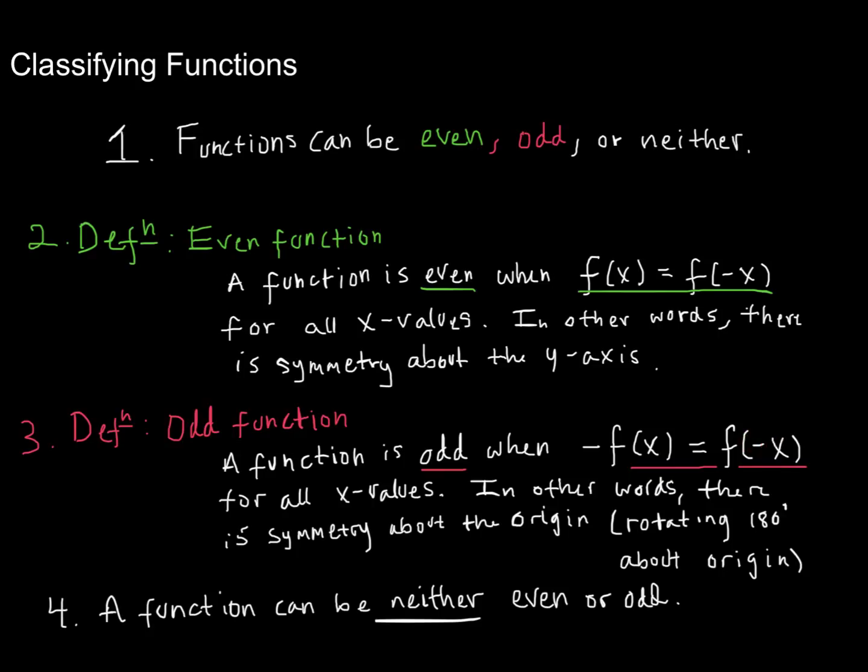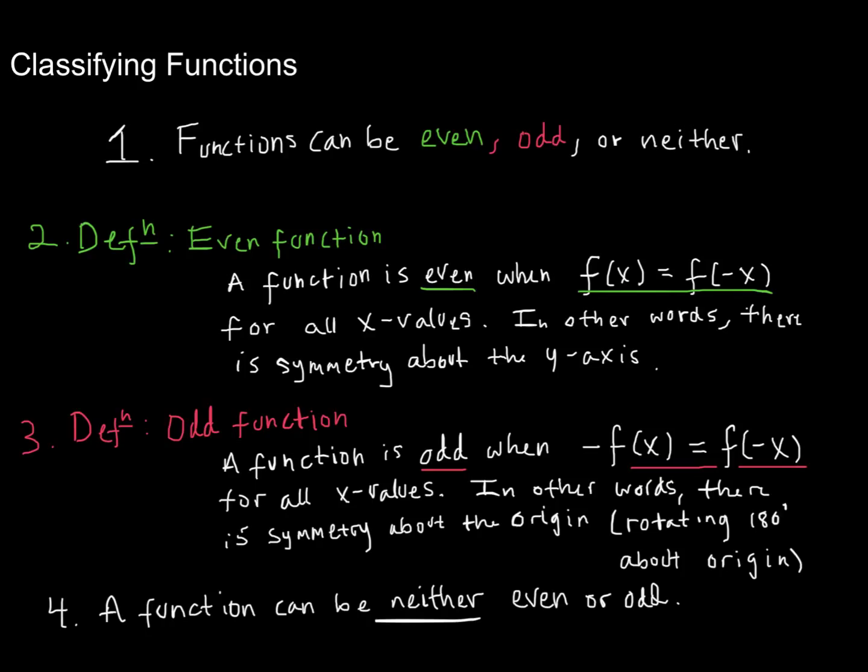Right? Again, if you were to plug in positive 2 to x cubed, you get 8. Well, that's not quite exactly equal to x cubed when you plug in negative 2, but it would be equal if you multiplied it by a negative, right? Negative 8 would be equal to negative 8. And this has to be true for all x values. In other words, there is symmetry about the origin. So if you were to rotate 180 degrees about the origin, you would get the same exact function.